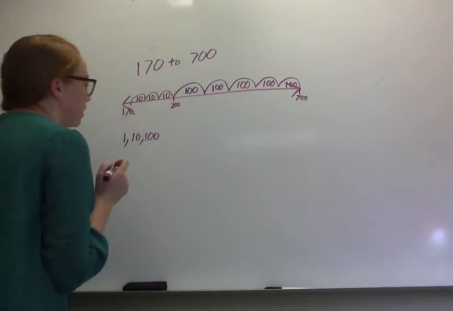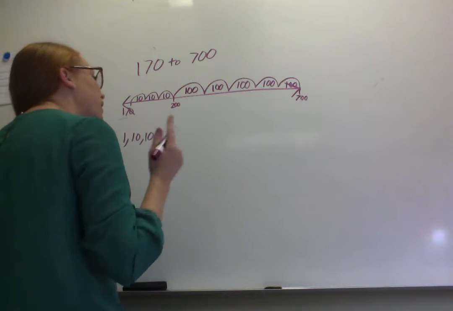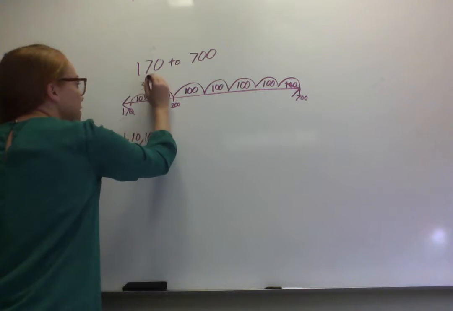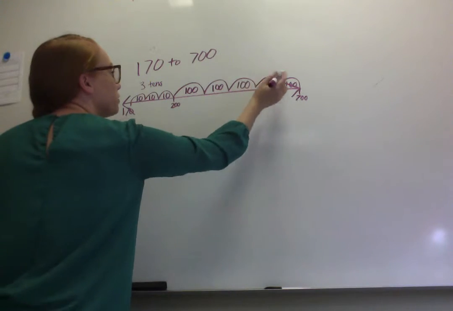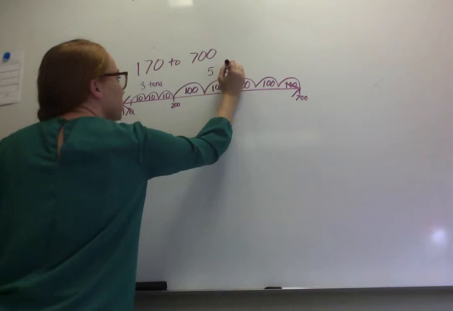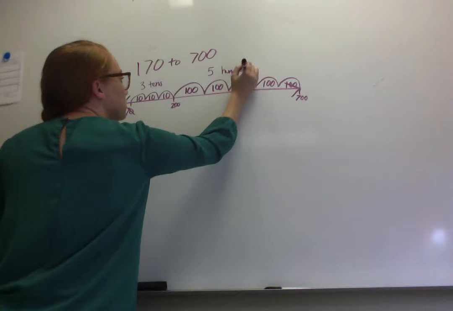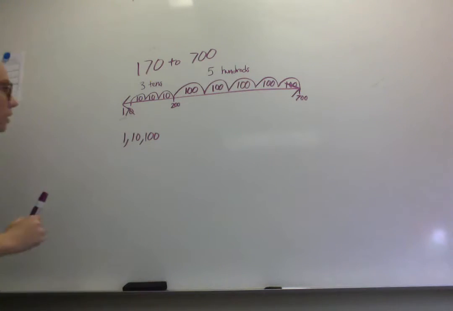Remember, we've got to go that extra mile. If we have more than 1 ten or more than 1 hundred, we got to label it. So we have 3 tens here. I have to make sure I label it. And I have 1, 2, 3, 4, 5 hundreds here, so I have to label it. This is how this problem would look in the very end, and this is what your child's paper will look like.